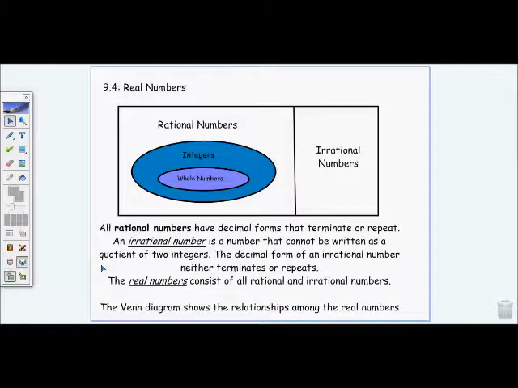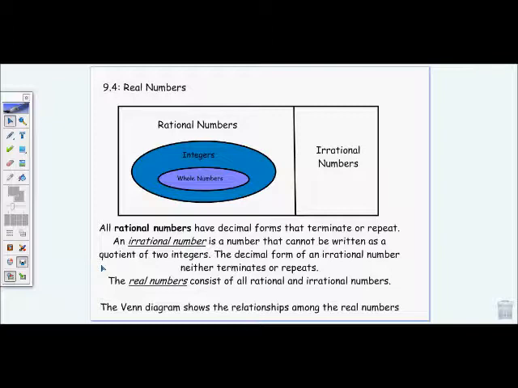Lesson 9.4 talks about real numbers. This is oftentimes one that is presented more about vocabulary, and really once you get working on it, it's something much simpler. The graphic organizer shows the difference between each type of number.